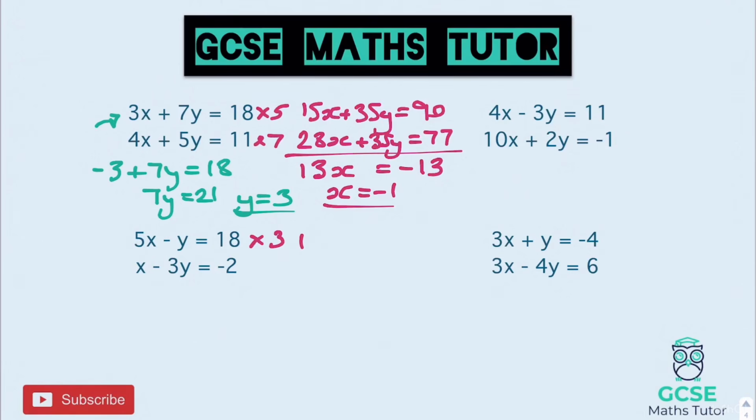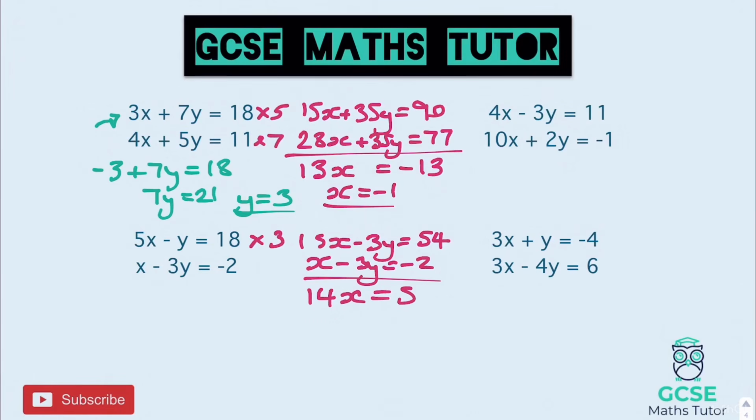So let's rewrite it. 15x minus 3y equals, and 18 times 3 is 54. And then we don't need to times the bottom one, so it's just 1x minus 3y equals negative 2. So same sign, subtract. I'm going to do the top one, take away the bottom one. So 15x take away 1x is 14x, and 54 take away negative 2 is 56. Divide it by 14, and we get x equals 4. 14 fits in 56 4 times. So there's our first solution.